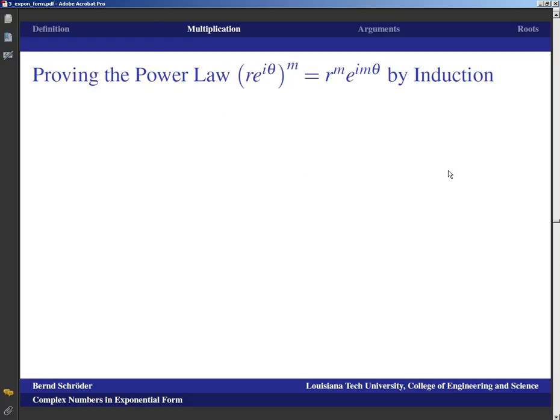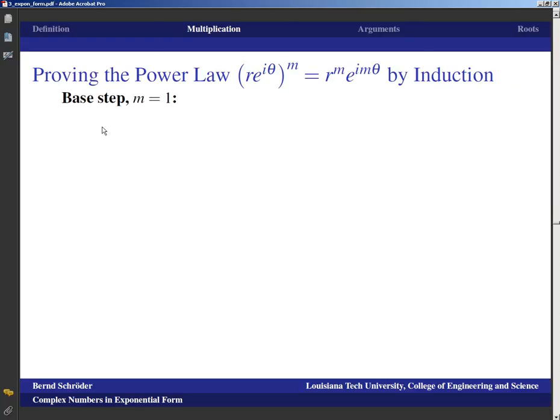Now the power law was one of those where we used what I sometimes refer to as magic 3 dots. And you don't do mathematics with magic 3 dots. So the way to prove these kinds of things that depend on a natural number m is mathematical induction. Let's see how that goes. We also have a presentation that explains how mathematical induction works. If this is your first exposure to it, I would recommend you look at the induction presentation either right now or after this one.